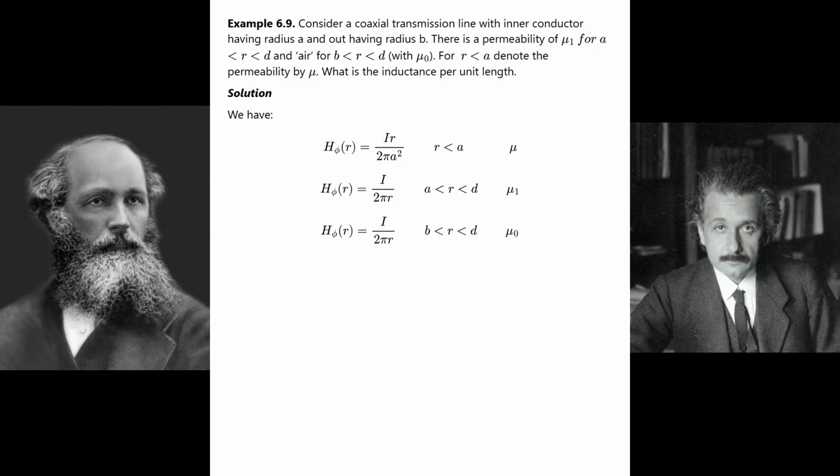Example 6.9. Consider a coaxial transmission line with inner conductor having radius a and outer conductor having radius b. There is a permeability of mu sub 1 for a less than r less than b, and mu sub 0 for b less than r less than d. For r less than a, denote the permeability by mu. What is the inductance per unit length?